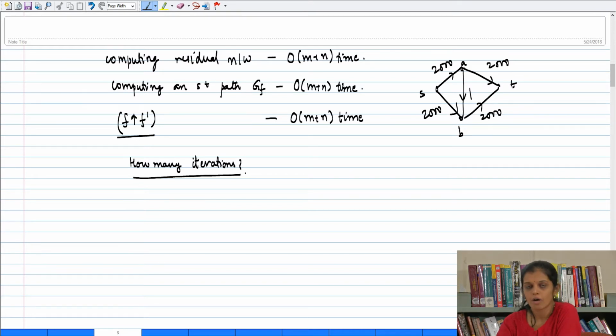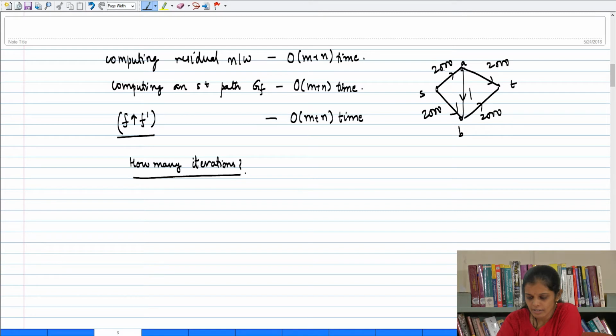And therefore, how long will this algorithm take to terminate? Each time you are increasing the flow by 1 unit, how long will this algorithm take to terminate? 4000 units, right? 4000 iterations, because every time it starts with 0, it has to terminate at 4000. Every time it increments by exactly 1. So it takes 4000 iterations for you to actually compute the flow in this flow network, right?